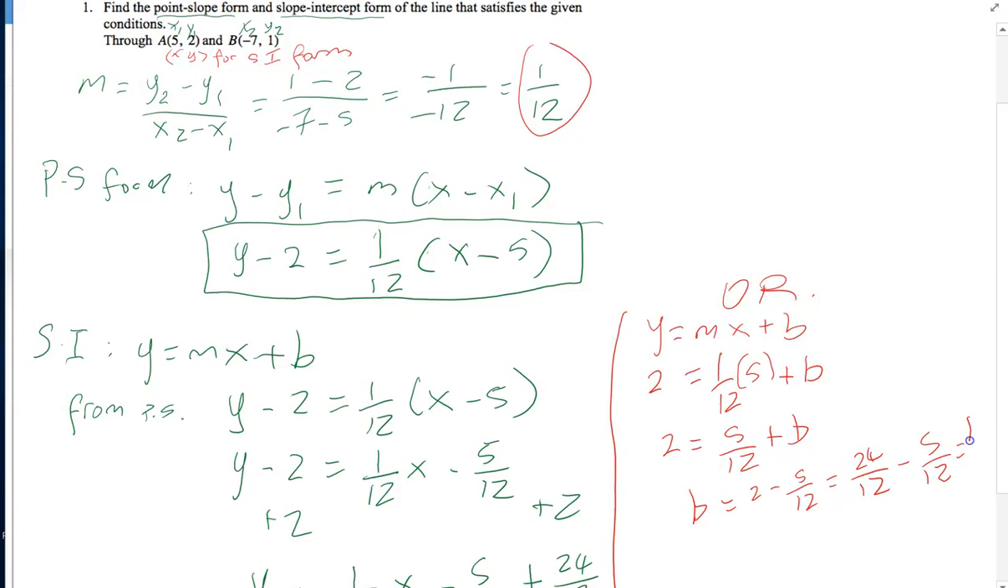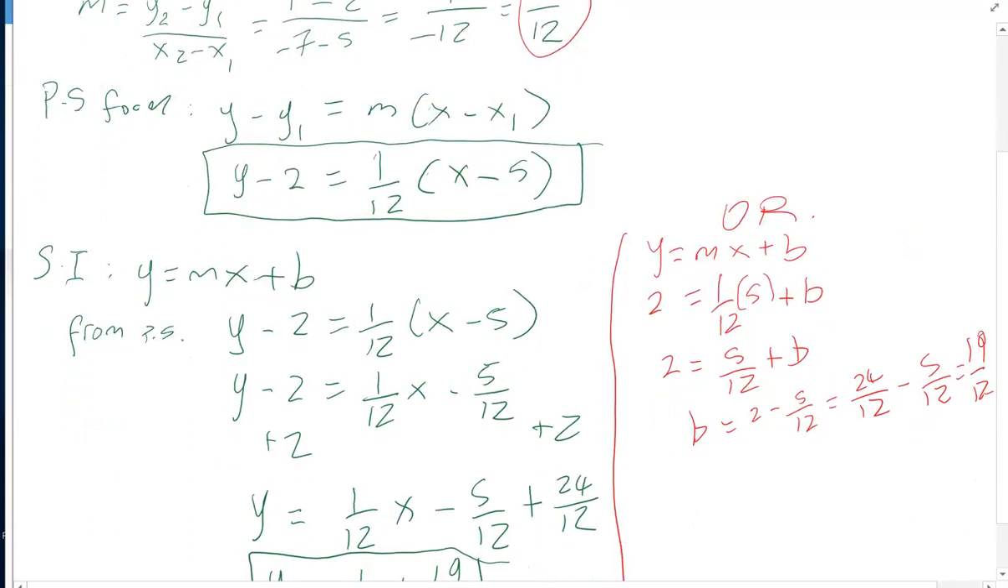So that's going to be 1912, right? So we found b. After we found b, replace b in the original formula. We keep our x and our y and replace our m.